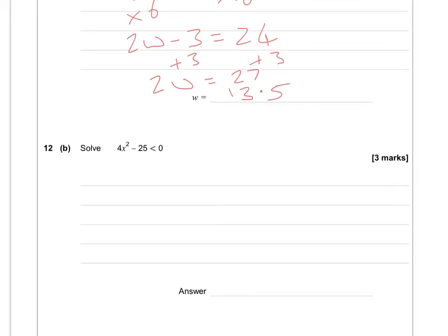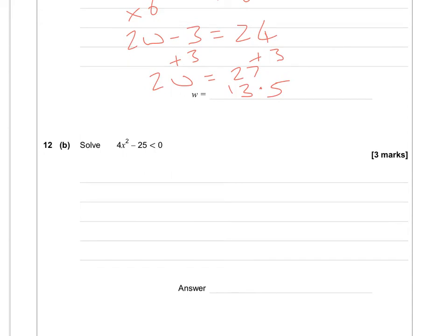The second part to question 12 is solving an inequality. Now we met these slightly earlier on. This one is slightly more difficult, but not much. So the first thing that we're going to do is add 25 to both sides of our inequality. So we get 4x squared is less than 25. We can then divide both sides by 4.